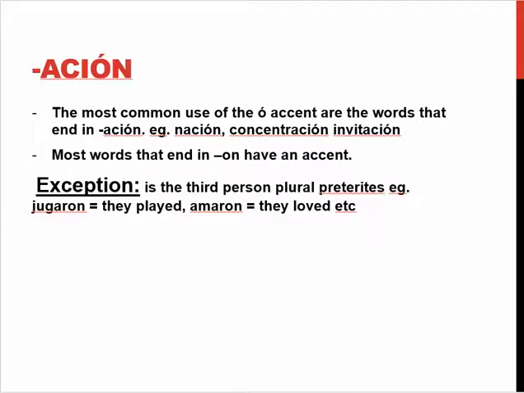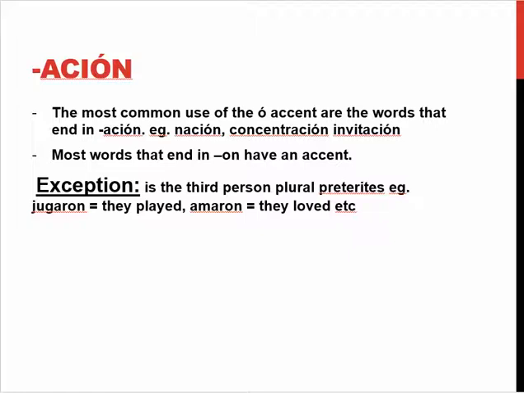I've said before, and I will say probably a million times more, that anything that ends in A, C, I, O, N, pretty much without any exception, has an accent mark on the O. So the most common use of the O accent are the words that end in ación. For example, nación, concentración, invitación, explicación. We could go on for days. If it ends in ación, it's got an accent on the O.